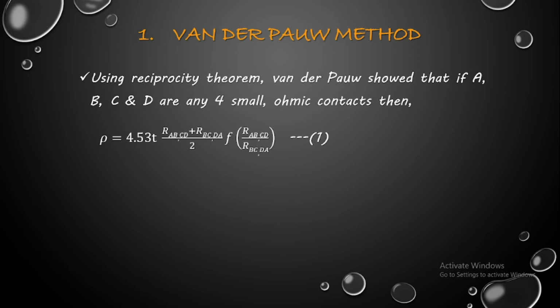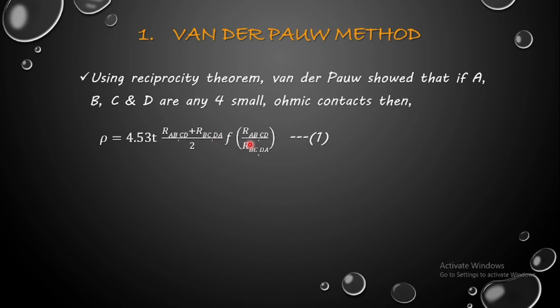Let us take it as equation number 1, and clearly we can observe that we have a relation between the resistivity and the thickness. And what actually is this R? R AB,CD denotes the resistance between A and B when current is passed between C and D, and R BCDA is the resistance between B and C when the current is passed between D and A. That is how it is denoted with respect to the Wheatstone's network, where we take four resistances A, B, C and D.